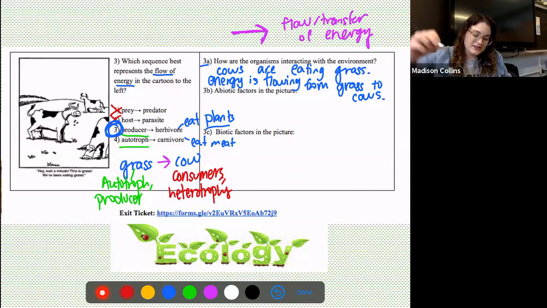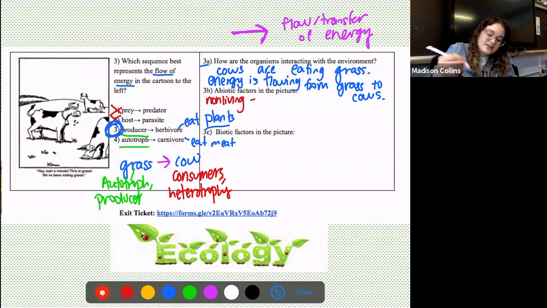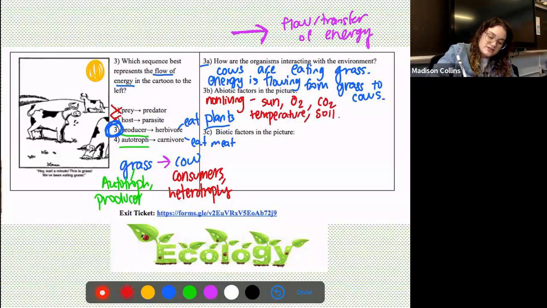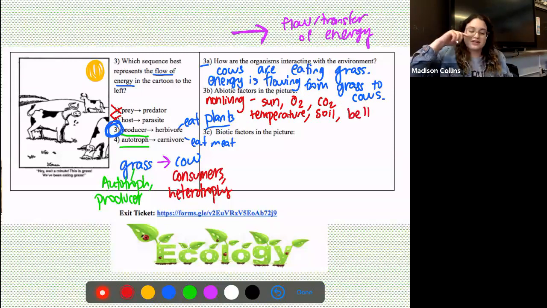So now we got to identify the abiotic factors in the picture, which is the non-living factors. So for these non-living factors, you could have said the theoretical sunlight. You could have said the oxygen and the CO2 in the atmosphere. You could have said the temperature. You could have said the soil. What else is there? You could have even said the bell that the cow is wearing. Okay, all of those are non-living factors.